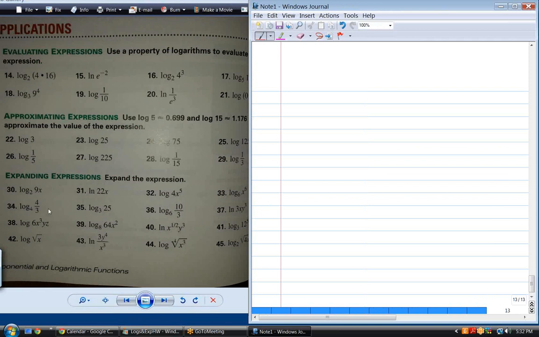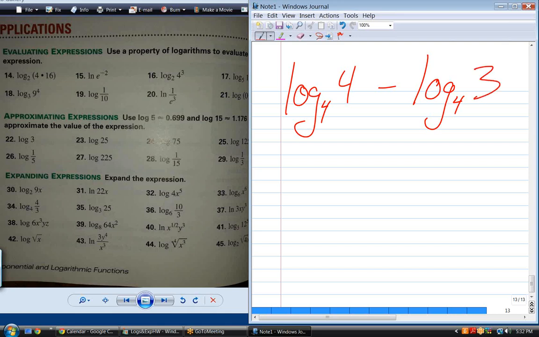How about 34? Log base 4 of 4 minus log base 4 of 3. And one of those can easily be simplified more. In other words, the first one would just become 1. Whenever you come across a log that you can figure out without a calculator, in other words, it turns into an integer, you should do so. So this fully expands to this.